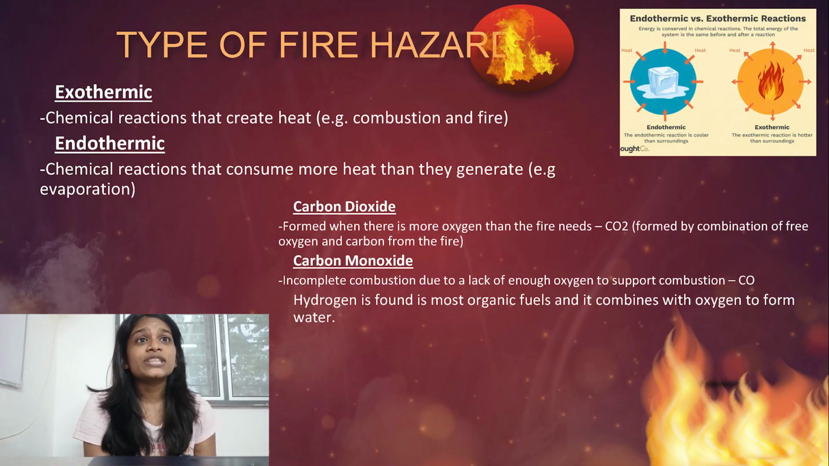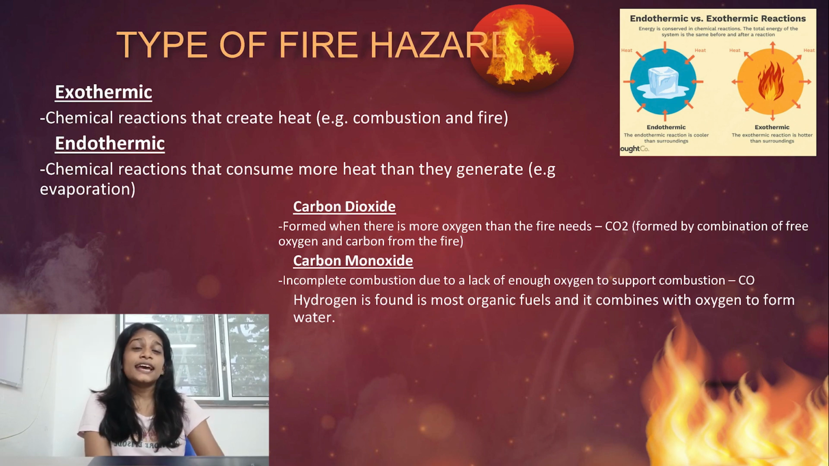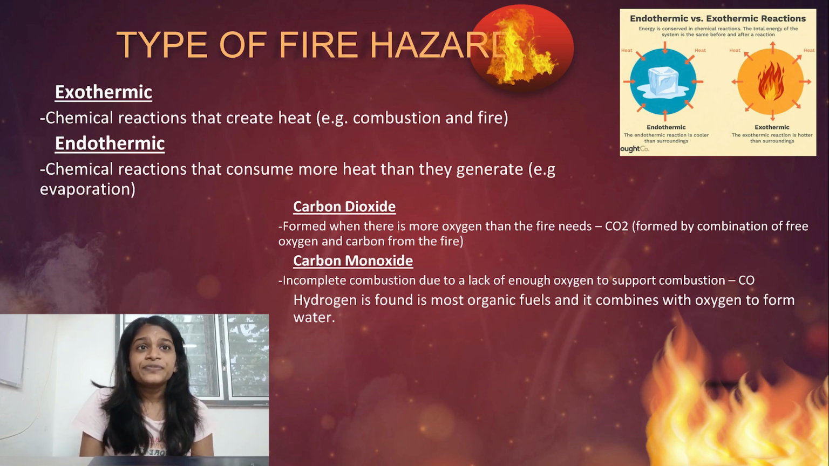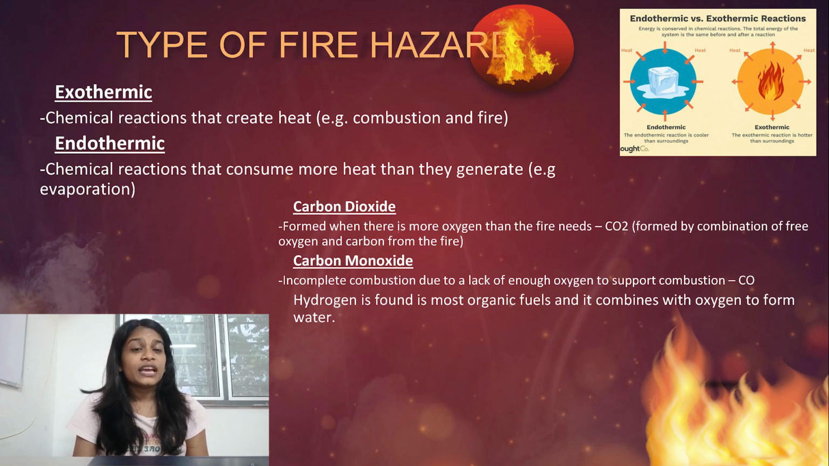Next, we will move on to types of fire hazards. There are two types, which are exothermic and endothermic. Exothermic means chemical reactions that create heat, such as combustion and fire, as mentioned earlier. And endothermic means chemical reactions that consume more heat than they generate, for example evaporation. Exothermic processes involve making ice cubes, formation of snow in the clouds, a candle flame, and so on.